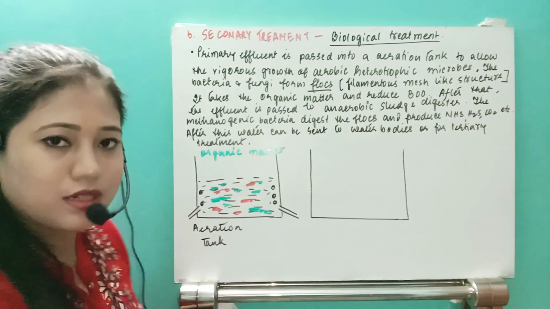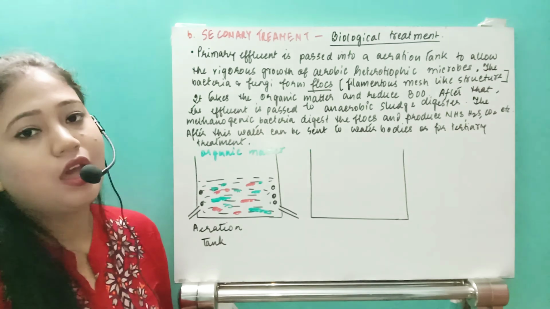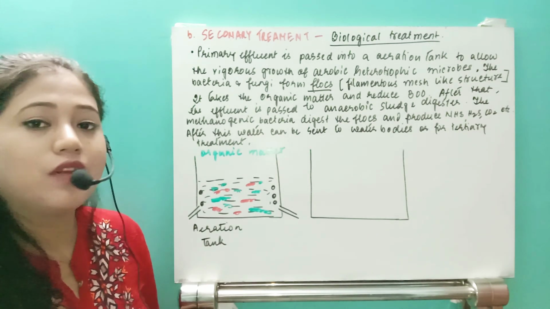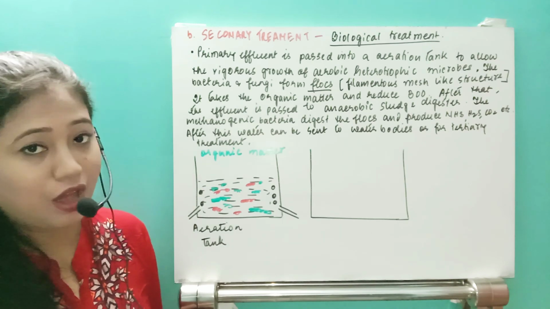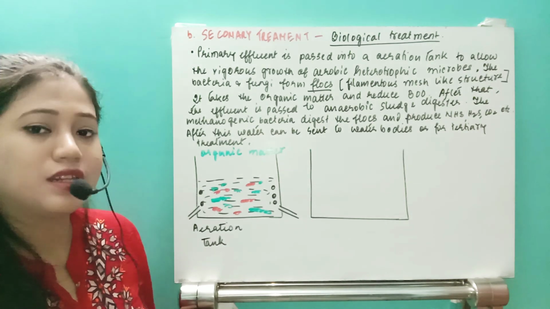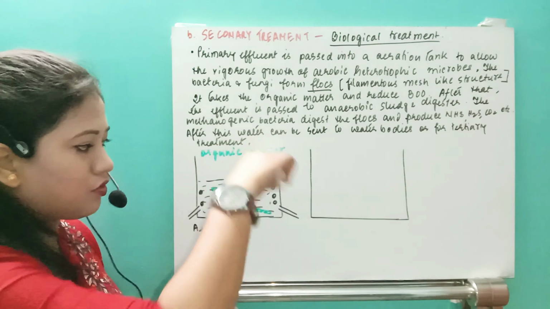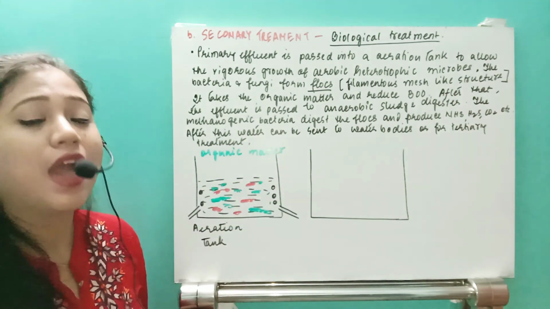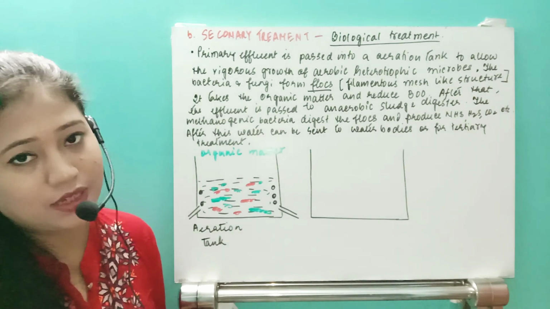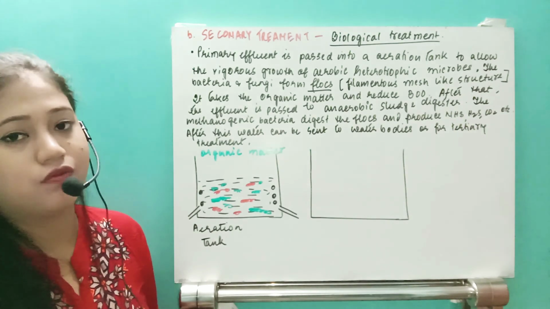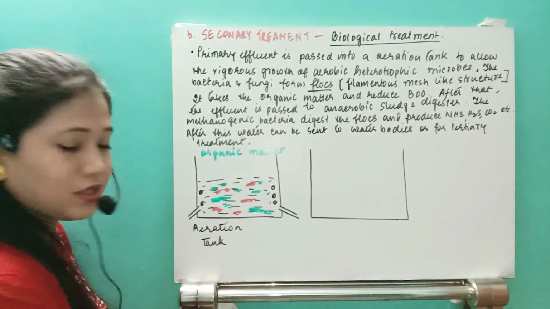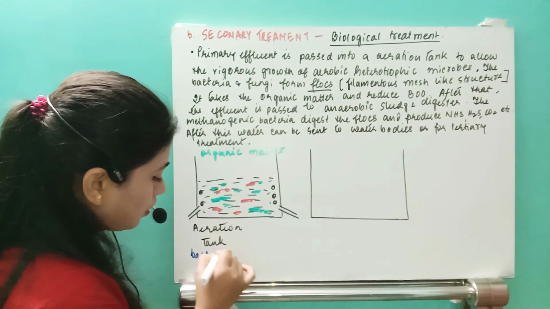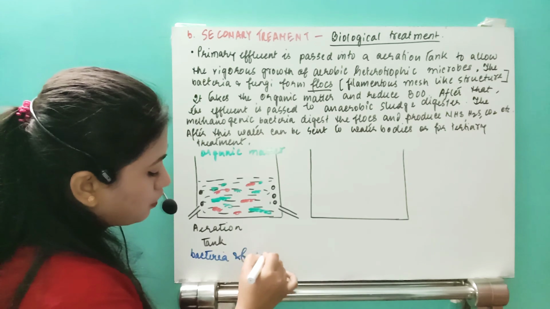So it is present in the soluble form. Now what happened in that aeration tank is that air is constantly allowed to enter and it is constantly agitated. Then what happens? Some types of aerobic heterotrophic bacteria along with fungi will grow. So in this aeration tank, some bacteria and fungi will grow, right?